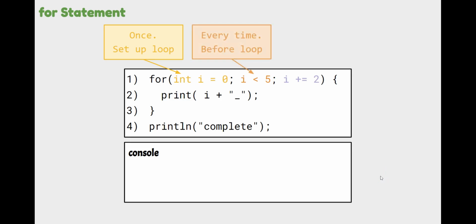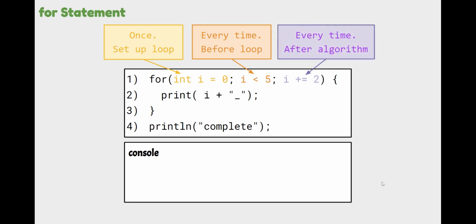Then we have our Boolean expression or our looping condition. That happens every time before it lets us get into our algorithm. Before we loop again, we have to see if we can get inside this algorithm. Then we have our update statement. That happens every time after the algorithm has completed.